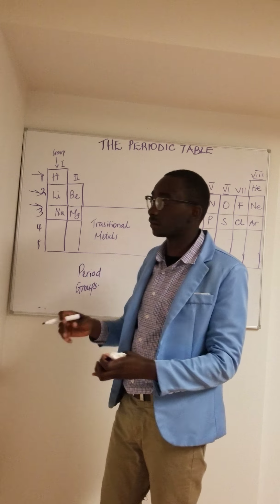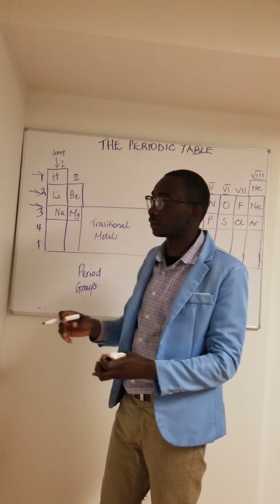And the more you go to the right, the more electronegativity increases, and also the more non-metal the elements become. So group 1 and group 2 are considered to be metals.